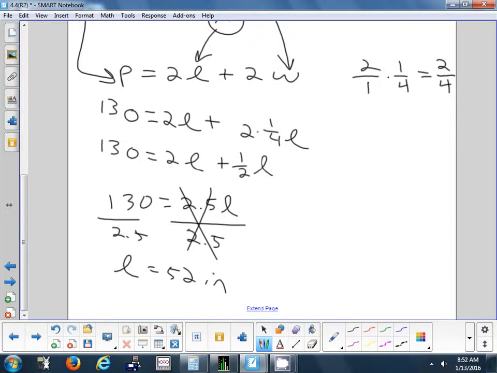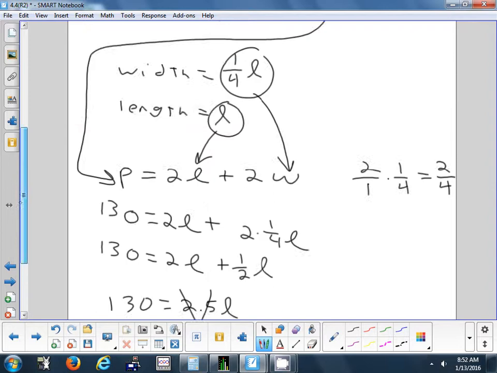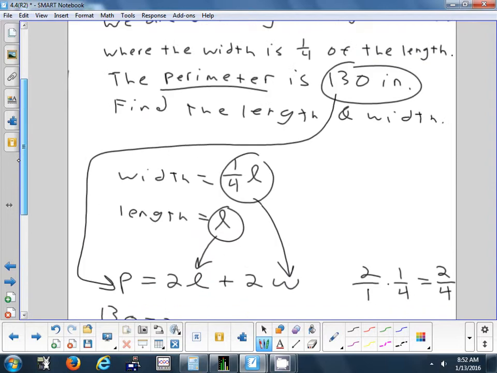Okay, am I done? What do you think? Are we all done? No? What do we still have to find besides the length? Gage, what do we still have to find? We found the length, what else do we have to find? The width. Find the width. All right, so I'm going to go back up, and right here I'm going to put this equals 52.